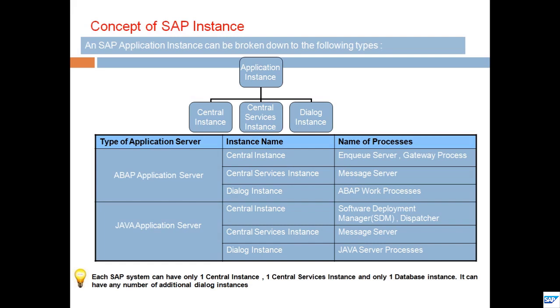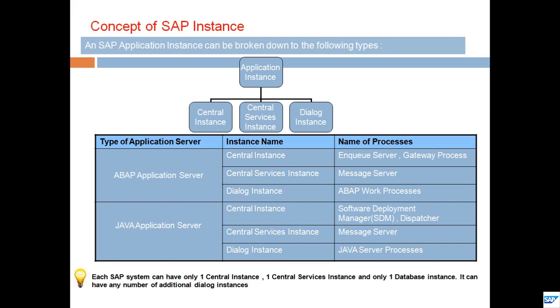So if you see in this slide, I have designed it in such a way that you should be able to know what processes and which instances in the ABAP application server are running, and what processes and instances are used in the Java application server. In the ABAP application server, when you call a dialog instance, what work processes will be running? ABAP work processes. What are the ABAP work processes? They are nothing but your dialog, enqueue, update, message, spool and background. So these are the work processes. When you call a dialog instance, it is nothing but your ABAP work processes.